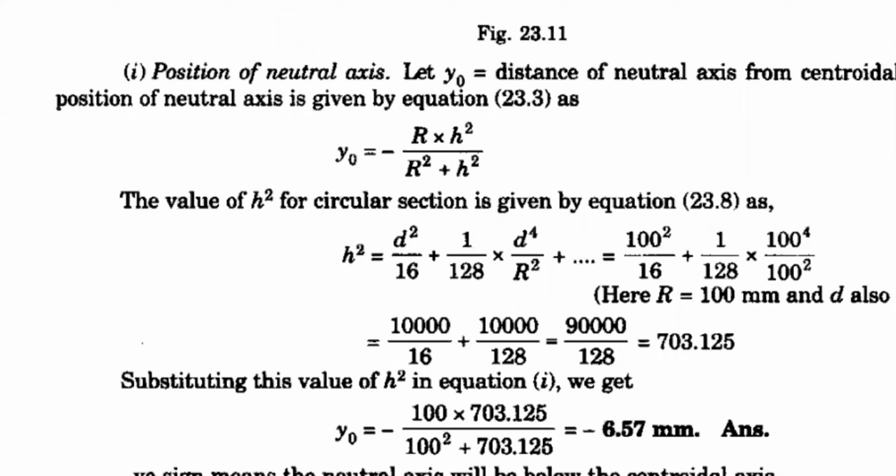I already mentioned, for your reference only, that I circulated the notes. In page number 15 you have the h square value. That is equation 23.8. To avoid wasting time, again I am mentioning the page number and the equation number: page number 15, equation number 23.8. In this case, h square value equals d square by 16 plus 1 by 28 d power 4 by r square plus and so on.